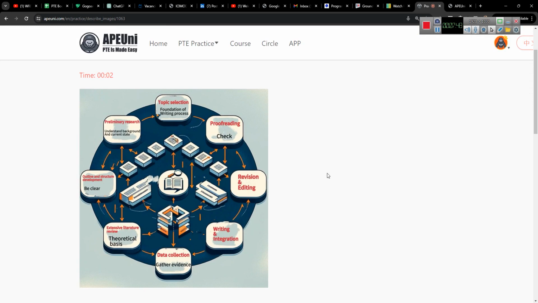There's a very interesting chart in front of me. There is no title in this chart in particular, but I can see different elements in this chart, such as topic selection, proofreading, revision, and editing. I can also see writing and integration and data collection. Besides that, I can also see extensive literature review and outline and structure development, and it says to be clear. Besides that, I can also see words such as preliminary research. Overall, this chart is very interesting, and I do not see any highest or lowest parts or elements in this chart to make comparisons on. But I must say, it is an interesting piece of chart.